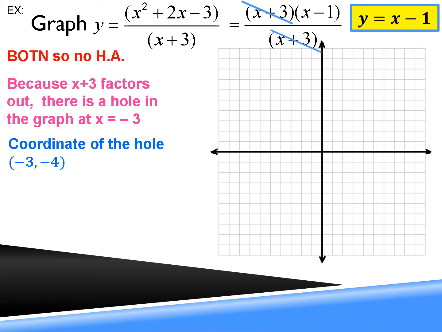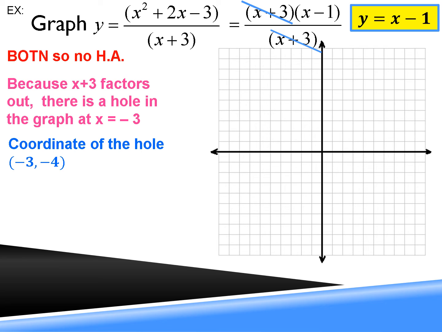Just to review how we got that: x plus 3 equals 0, because it crossed out. And so that gave me -3. And then I took -3 and plugged it back into the simplified function, and that got me -4. So I do have a hole at the coordinate -3, -4.